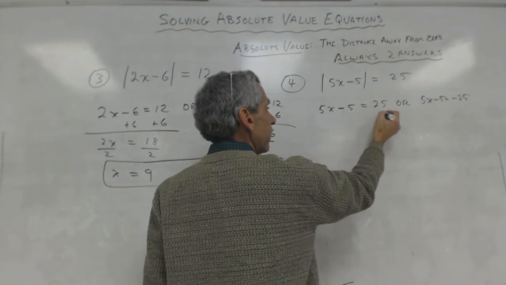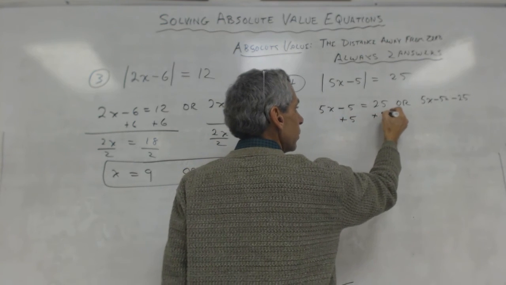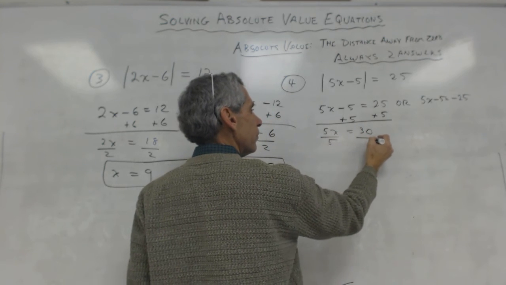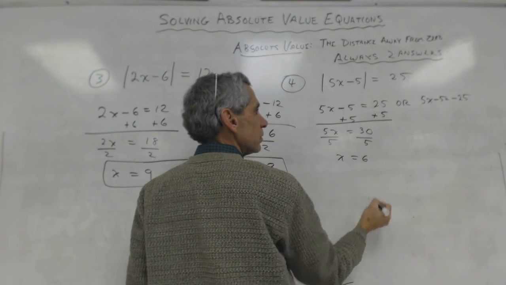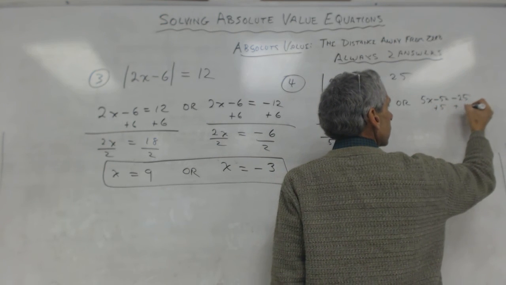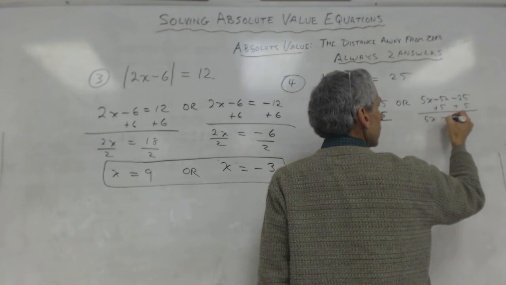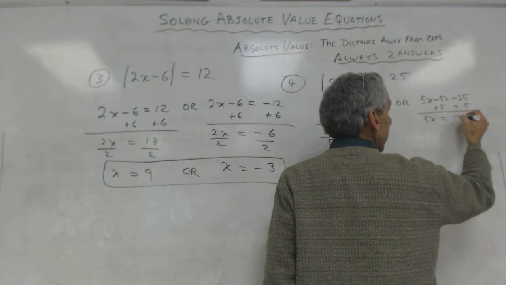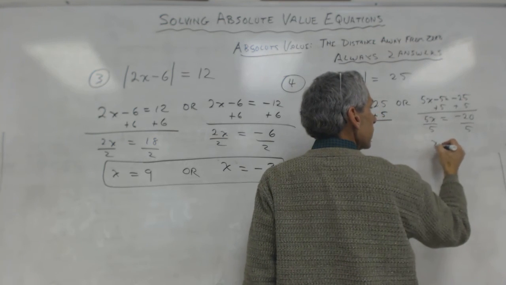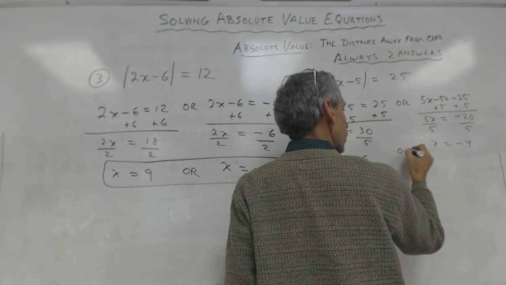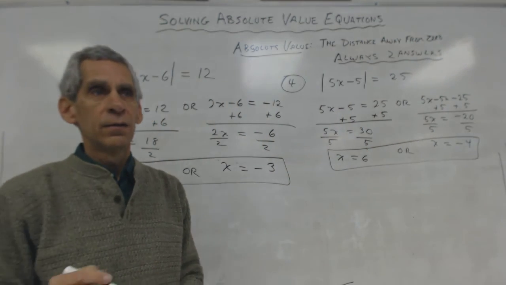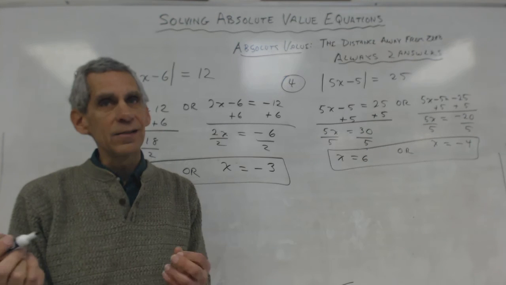Okay, so I'm going to add 5 to both sides. I've got 5x is equal to 30, divided by 5, x is equal to 6, right? Add 5 to both sides. 5x is equal to negative 20, right? Divide by 5, x is equal to negative 4. Put the word or, put the whole thing in a box so Gary can find it. And we're done. They're really easy.